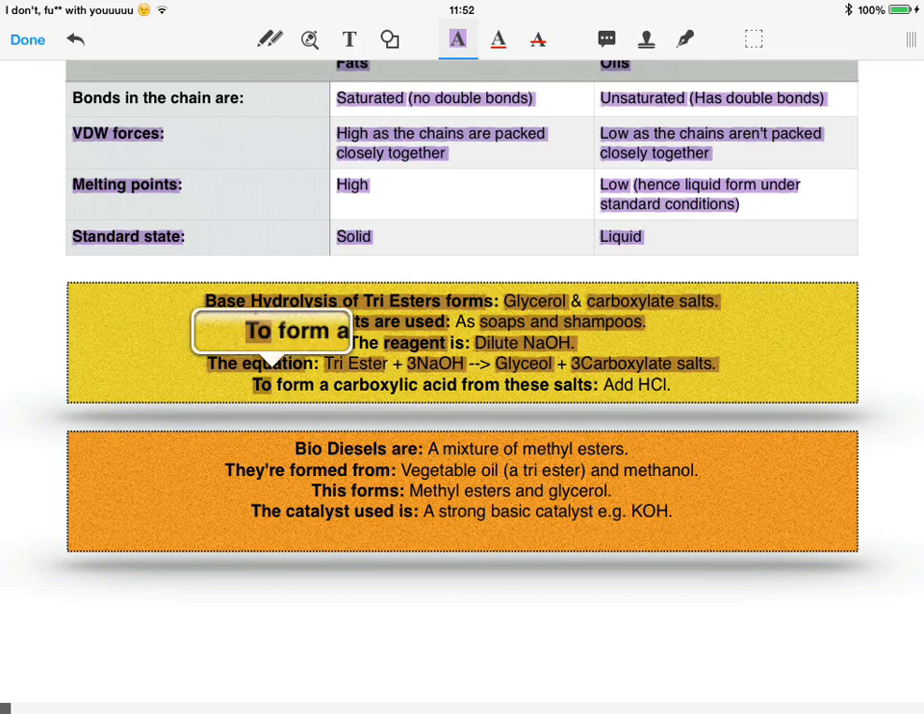And then to form a carboxylic acid from these carboxylate salts, we just add hydrochloric acid, because this will then displace whatever positive ion you have as a spectator ion and add on the hydrogen.